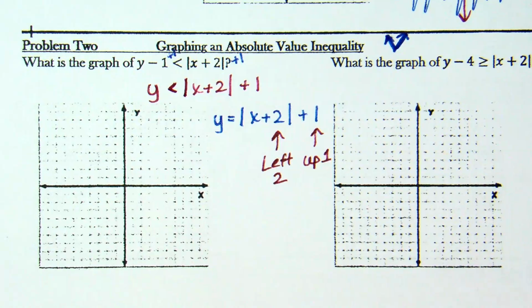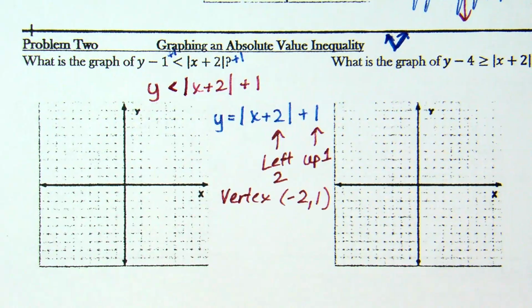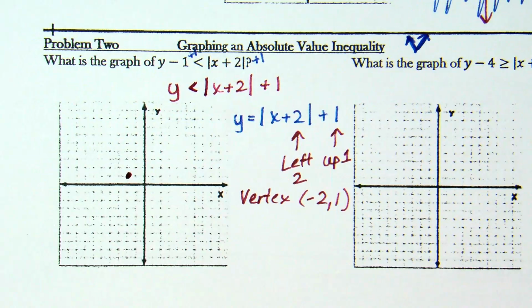So, I've got my vertex. How do I draw the V? Do you remember? Up 1 over 1? Is there any other slope, so to speak, here? No, because I have nothing in front of the X. So your V from that vertex goes up 1 over 1, up 1 over 1. On both sides, right?